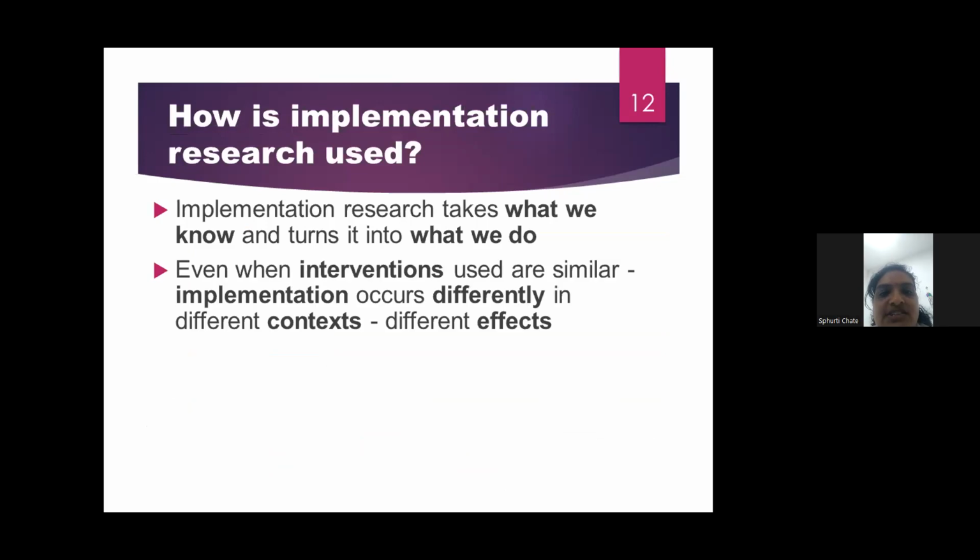Now, how is implementation research used? We usually see that implementation research takes what we know and turns it into what we do. So basically, it is a practical approach, not just theoretical. Now, even when the interventions used are similar, we see that implementation occurs differently in different contexts and produces different effects.